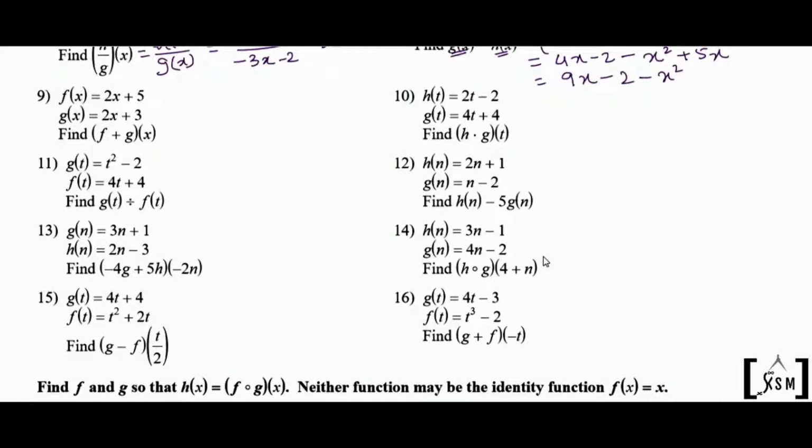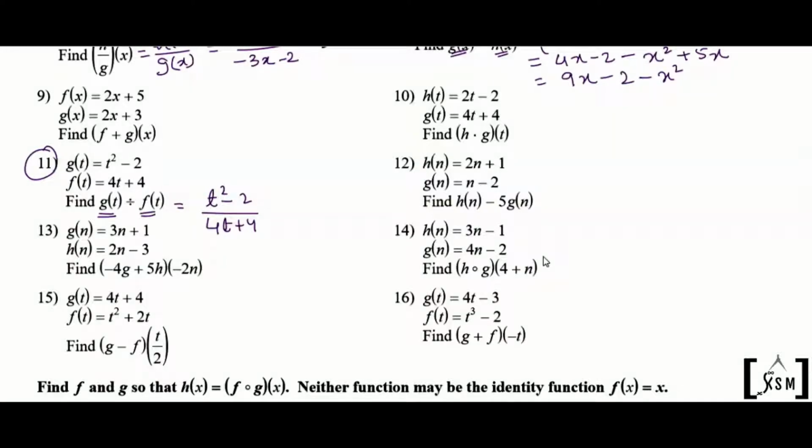Have a look at question number 11. Question number 11 says g(t) divided by f(t). Quite simple. You have the g(t) value, which is t squared minus 2, divided by the f(t) value, which is 4t plus 4. So that's my answer.